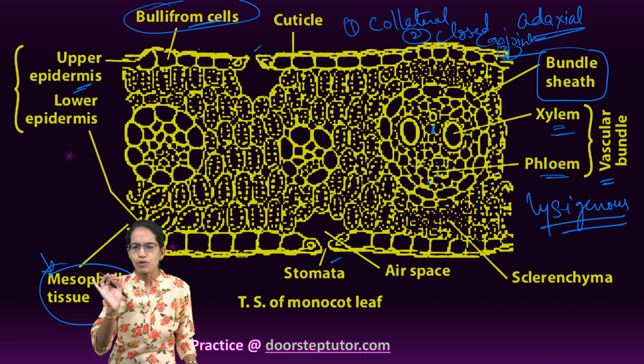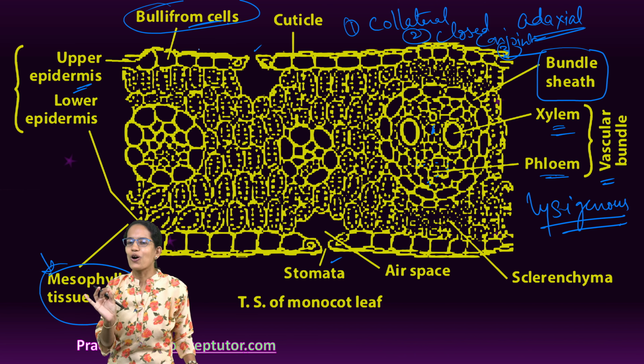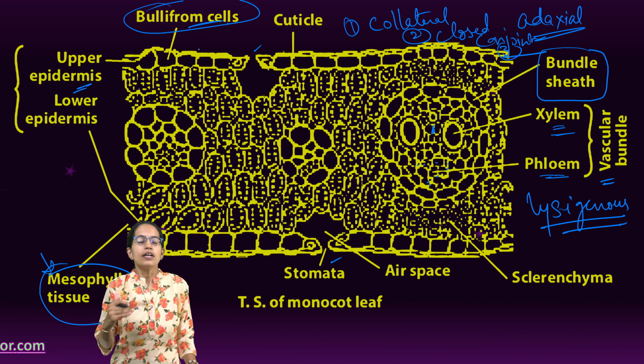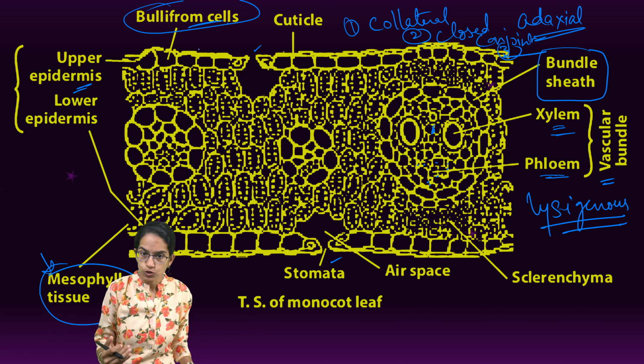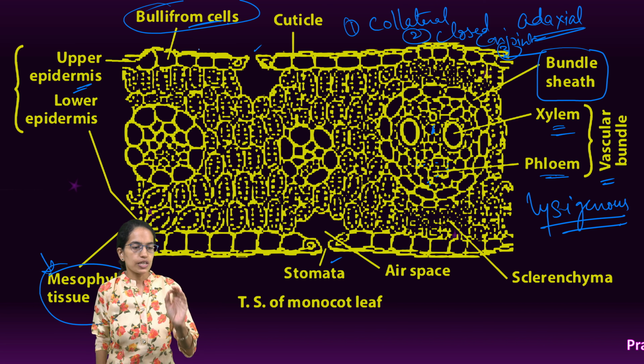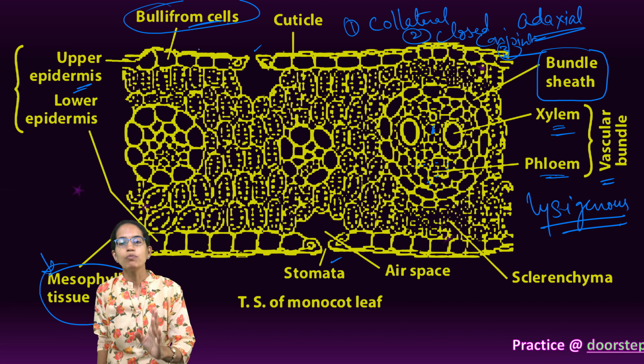So these were some quick tips for your monocot leaf. The structure should be crystal clear in your mind because nowadays there are picture based questions as well. So if you remember the diagram, you are all set with the main aspects of a monocot leaf.